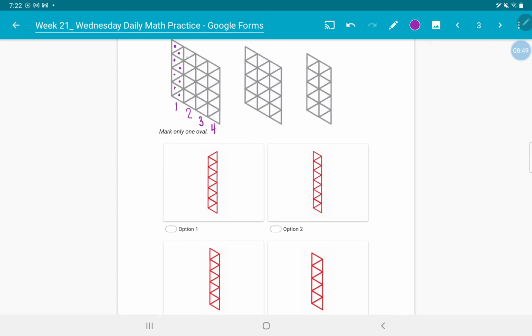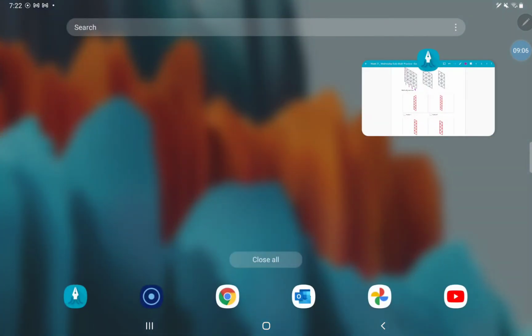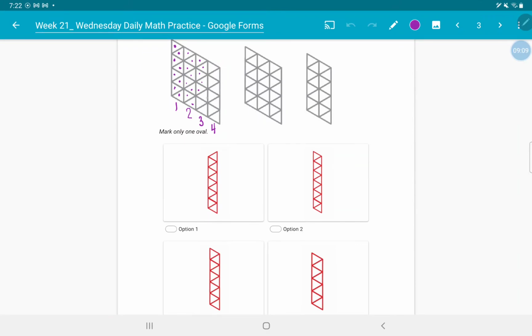Let's check and see if that's the same number in my second row. 1, 2, 3, 4, 5, 6, 7, 8. There's my second column of 8. 1, 2, 3, 4, 5, 6, 7, 8. And let's make sure that this fourth column has the same number. 1, 2, 3, 4, 5, 6, 7, 8. It does. So my first arrangement has 4 columns with 8 triangles in each.